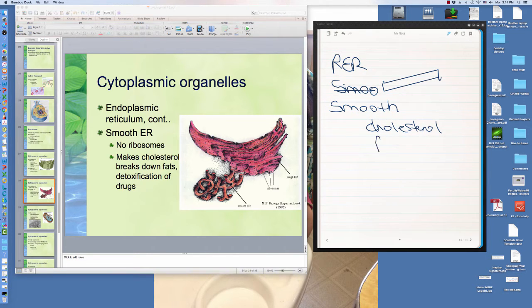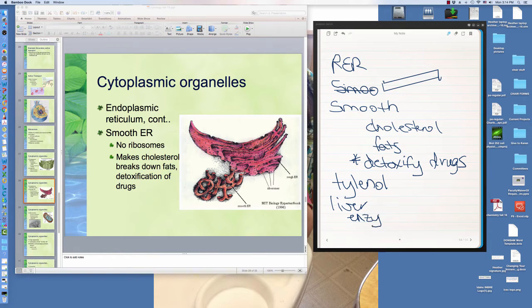Another function is that it helps to break down fats in a cell. But the one that it's probably better known for is that it does what is referred to as detoxify drugs. So for example, let's say you were to take Tylenol. You have to remove Tylenol from the body in some way, and the way it happens, sort of in a nutshell, is the liver has enzymes that convert the Tylenol into a substance that you can easily remove from your body by urinating.